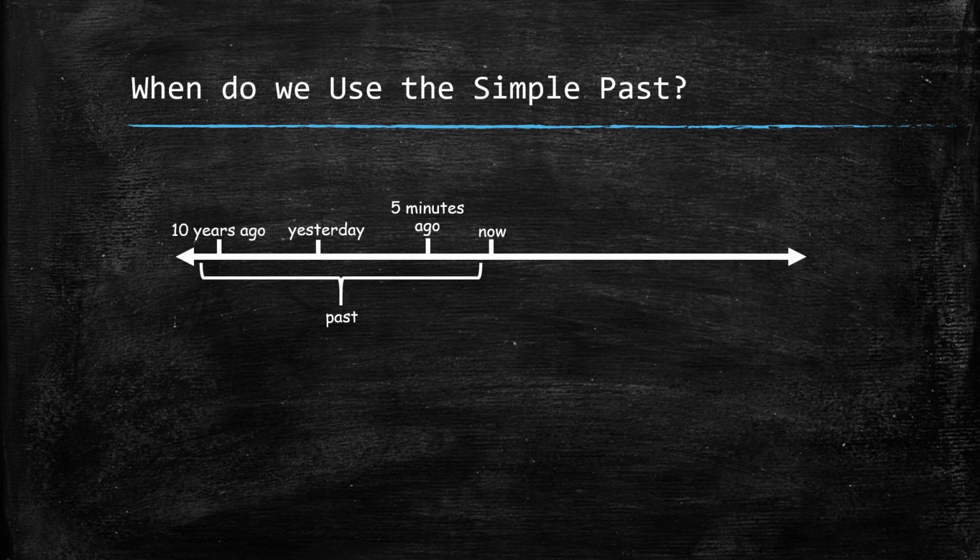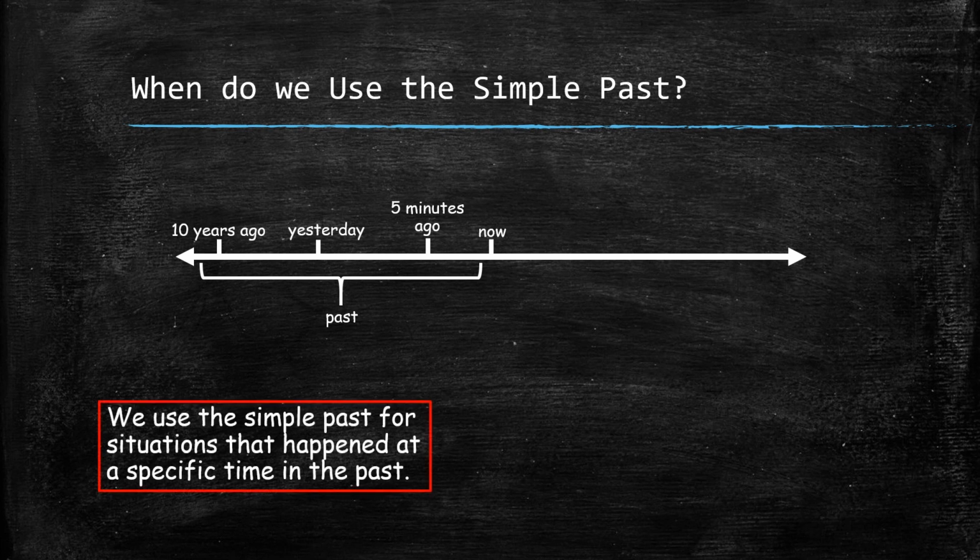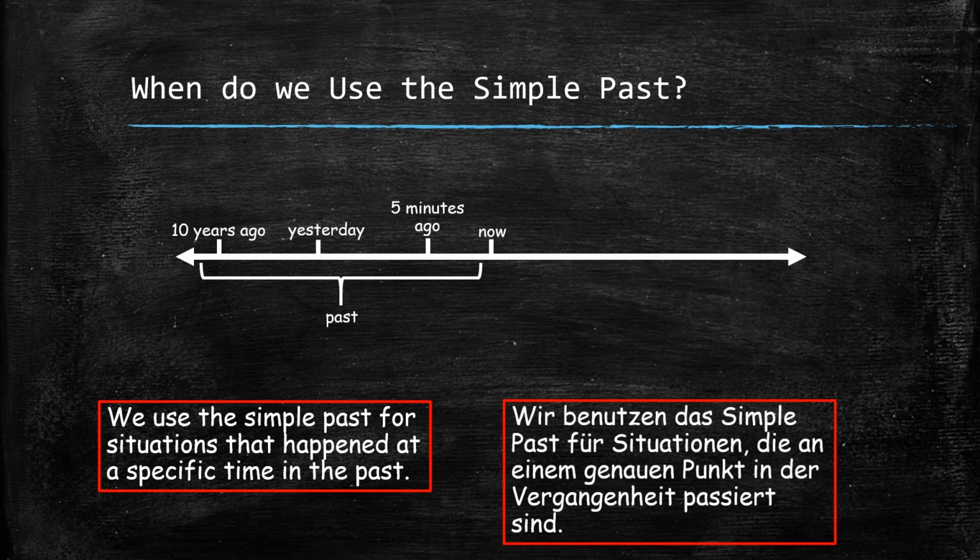The one thing we have to note is that we use the simple past for situations that happened at a specific time in the past. And because this is really important to understand, here the same thing in German. Wir benutzen das Simple Past für Situationen, die an einem genauen Punkt in der Vergangenheit passiert sind.